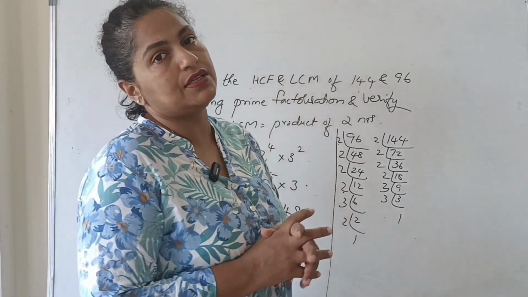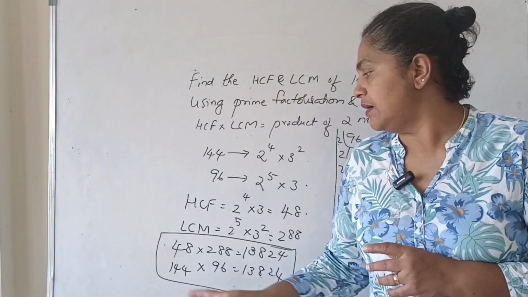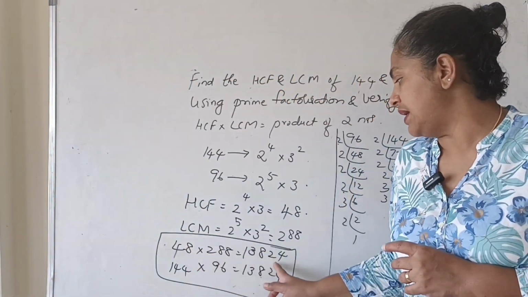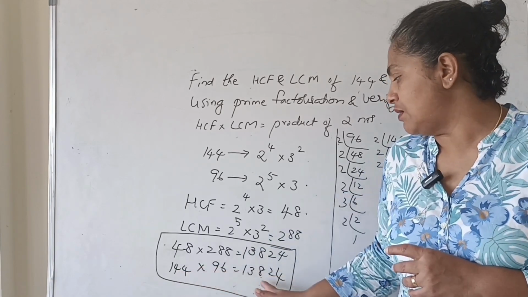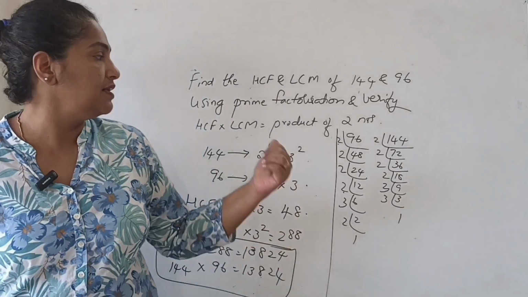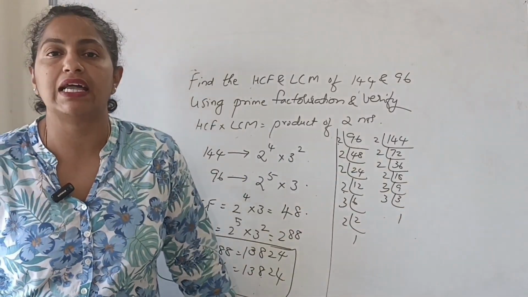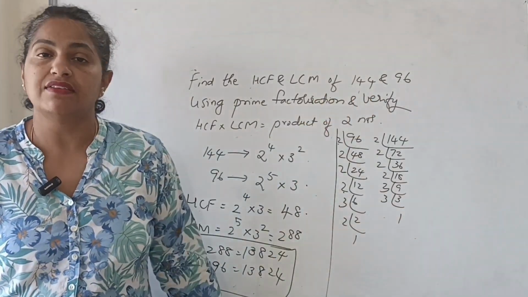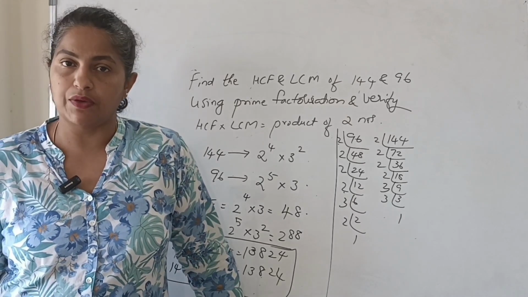Now I verify the formula HCF into LCM. So this is my HCF and LCM, I get this. And by multiplying the numbers also, I get 13824. So you can see that this particular formula is valid for the HCF and LCM of these two numbers. Okay.